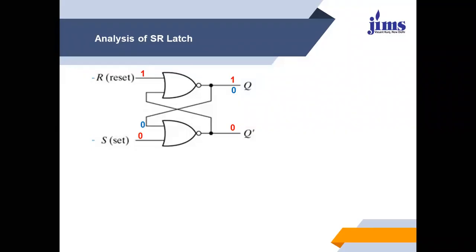The 0 comes here due to the feedback, and whenever both inputs are 0, 0, output is 1. So we say whenever R equals 1 and S equals 0, the output is 0. We consider output as Q. If we say output is 0, that means Q equals 0, then Q bar must be 1.